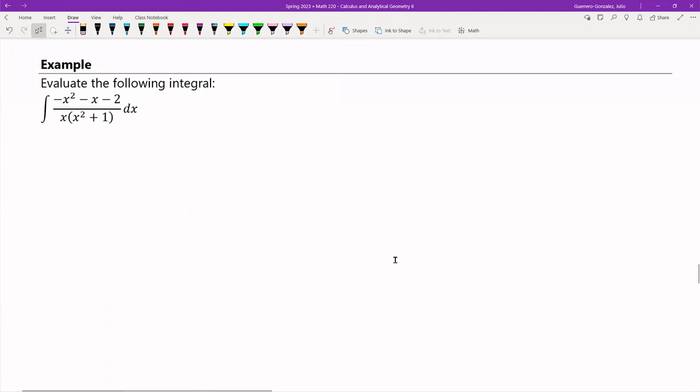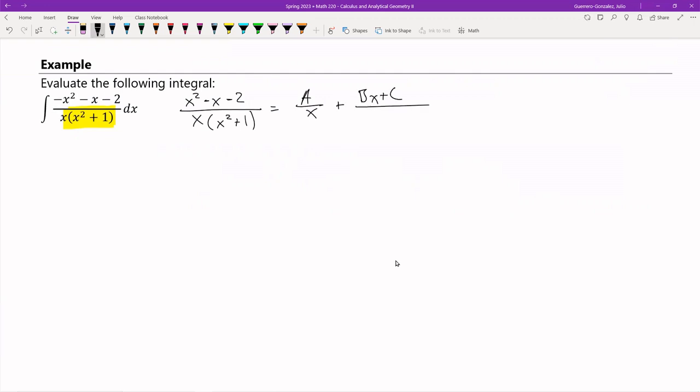So let's take this integral right here. Notice that this term down here, the x squared plus 1, is now irreducible. I can't break it down anymore. So I'm going to try to take the integral of this just by using the process that I showed you guys up above. So we have x squared minus x minus 2 all over x squared plus 1. All of this has to be equal to some a over x plus some bx plus c over x squared plus 1.